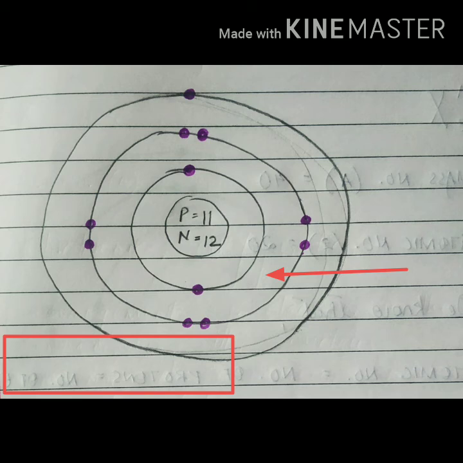Now let's draw the orbital structure diagram. First the nucleus, then within the nucleus protons and neutrons, which we have already calculated: P 11 and N 12. Then we know the sodium atom has 3 orbits, so draw the 3 orbits. First orbit has 2 electrons, second orbit has 8 electrons, and the third orbit has 1 electron. So this is the answer for the second example. Now let's do one more example.